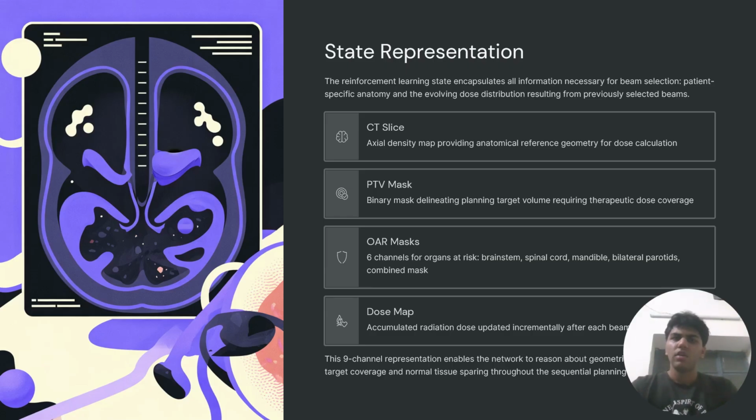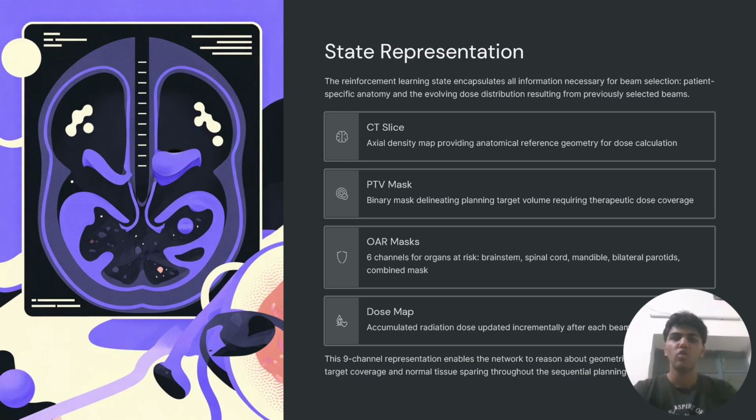Moving on, we are now going to look at how the reinforcement learning environment represents the state for the beam angle optimization tasks. Essentially, this state captures all the information the model needs to make a decision, both about the patient's anatomy and the current dose distribution. The input to the network is composed of four major components. First, we have the CT slice, which provides an anatomical density map. This serves as the spatial reference for all dose calculations. Next is the PTV mask, which delineates the planning target volume. That's the region where we want to deliver the therapeutic radiation dose.